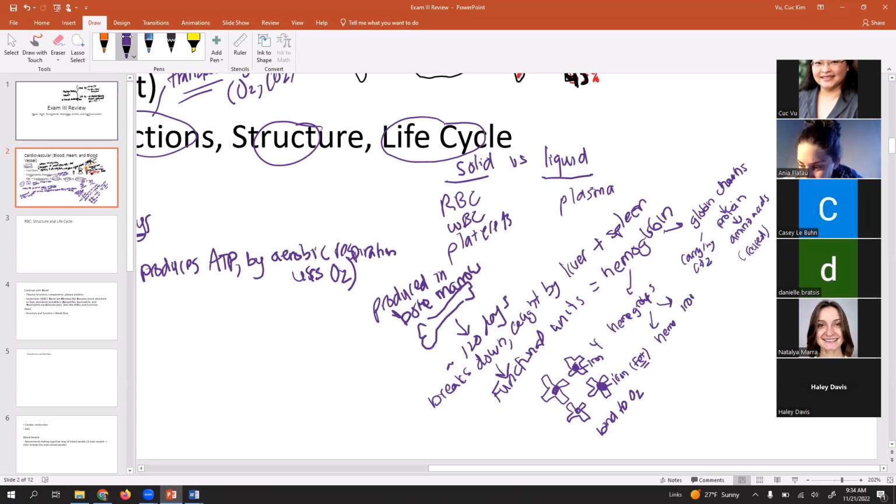Makes sense. Thank you. Now the iron can either be reused or it can be lost in menstruation. And that's why women, when they're having their periods, can undergo what? Iron deficiency. Yes. What do we call that? Anemia. Yeah. Perfect. That's right. Okay. The heme is a pigment.